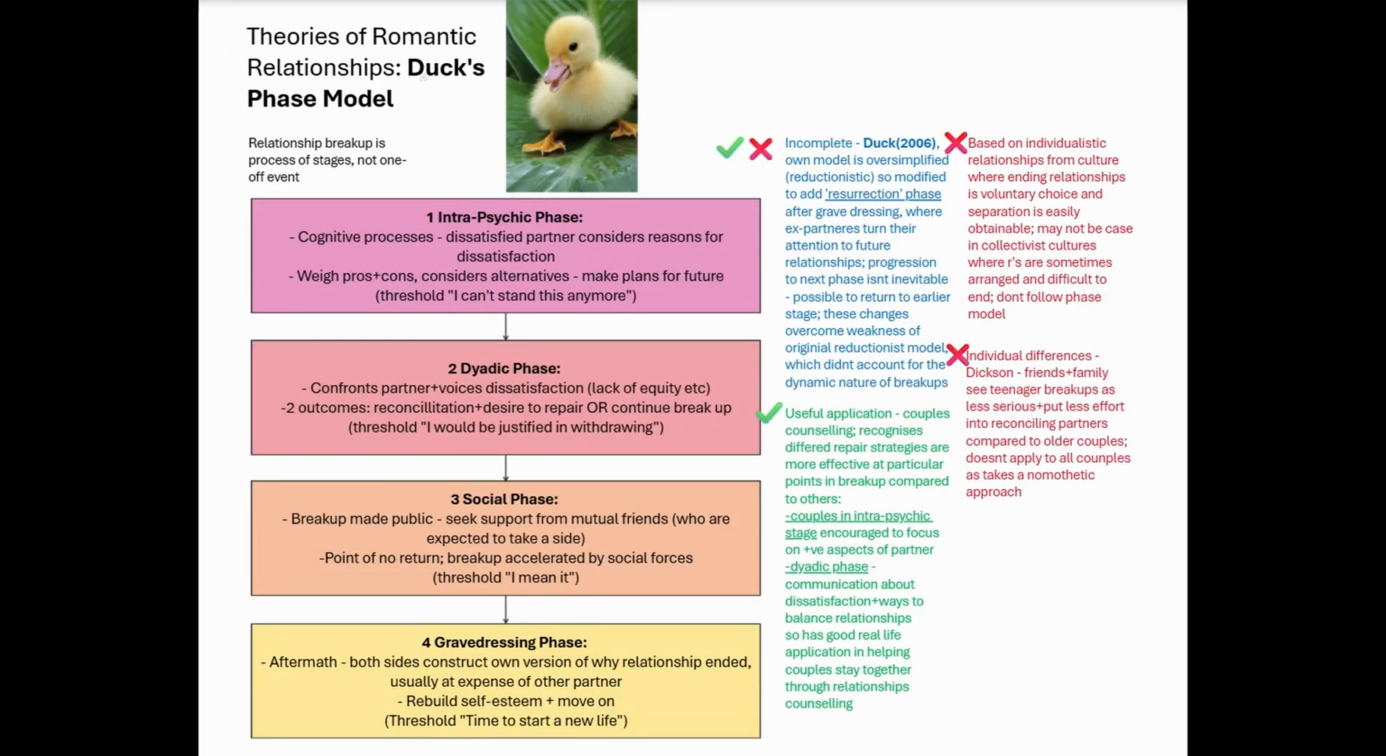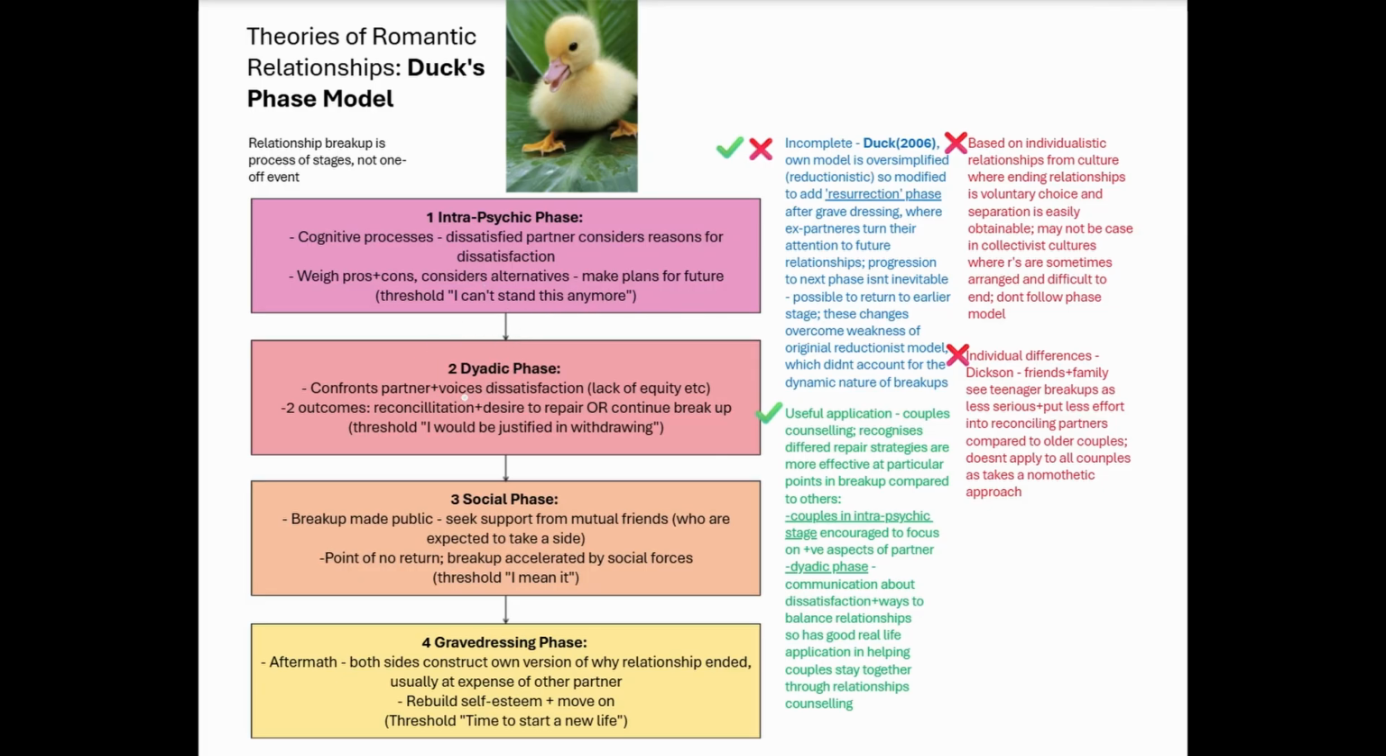So Duck's phase model proposes relationship breakup. It's about a relationship breakup rather than attaining a relationship. It states that a breakup is a process of stages and not a one-off event. So the first stage is called the intrapsychic phase. This is a cognitive process in which a dissatisfied partner considers the reasons for dissatisfaction. They weigh the pros and cons and consider alternatives, and maybe make plans for their future. The threshold: I can't stand this anymore.